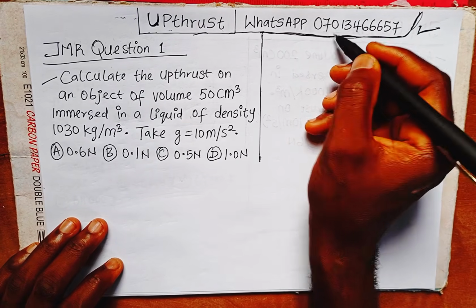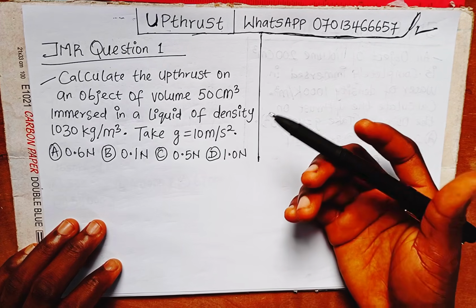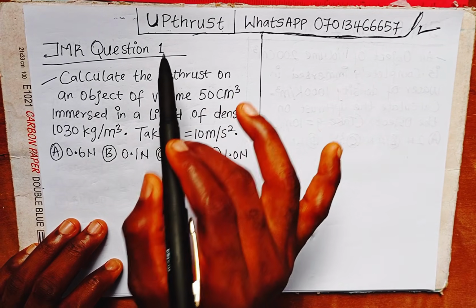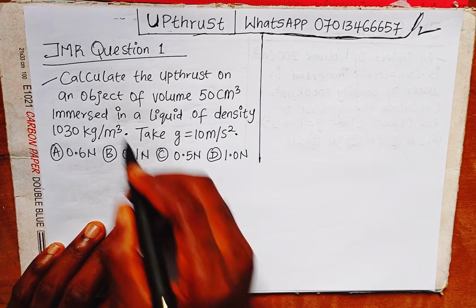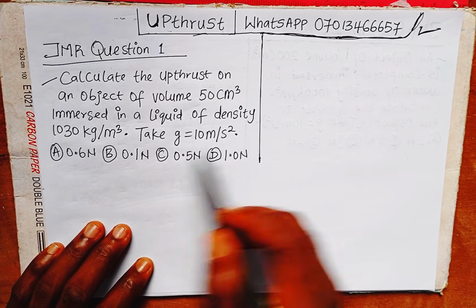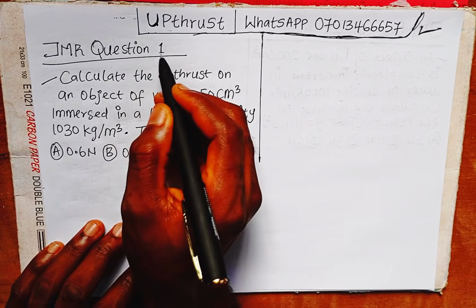Under the list, this calculation under Upthrust is the 7th calculation topic in that list. So let's treat calculations under Upthrust. All these are JAMB repeated questions. They have recurred many times. So let's look at the question we have in front of us. JAMB must repeat question 1.